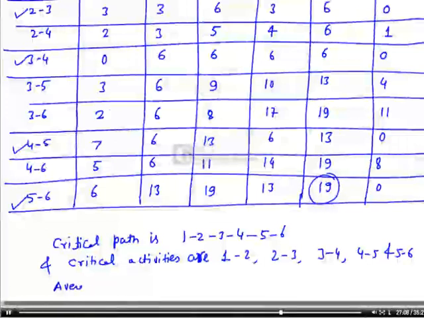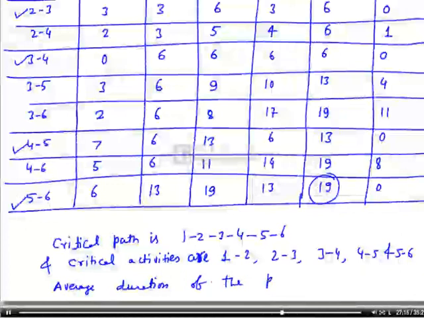So the average duration of the project will be 19 units. There are two more points which need to be discussed. One is free float and another is independent float. So let us see, one is free float.